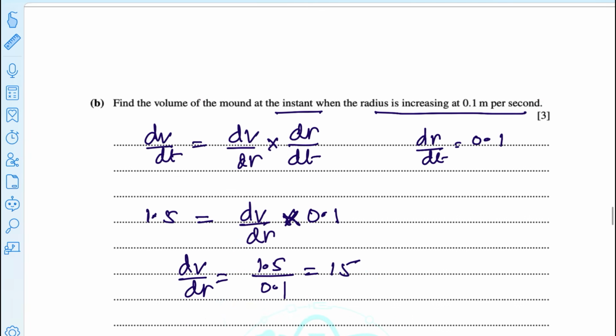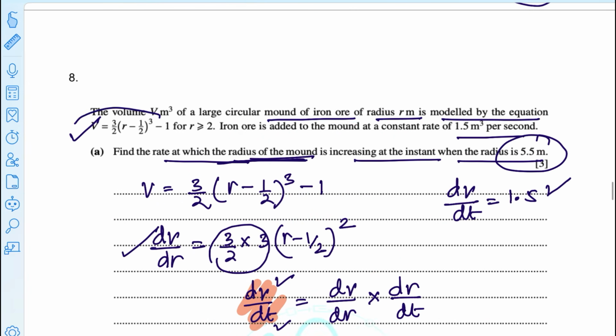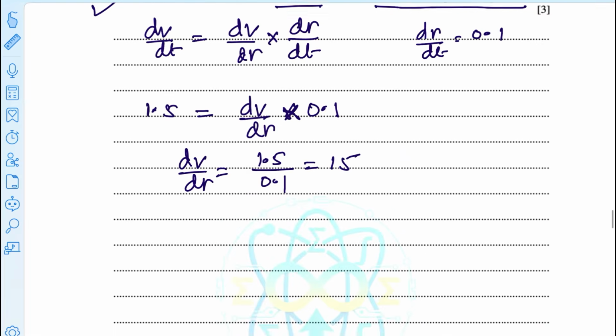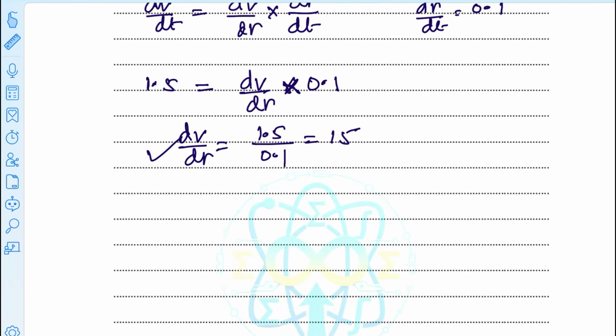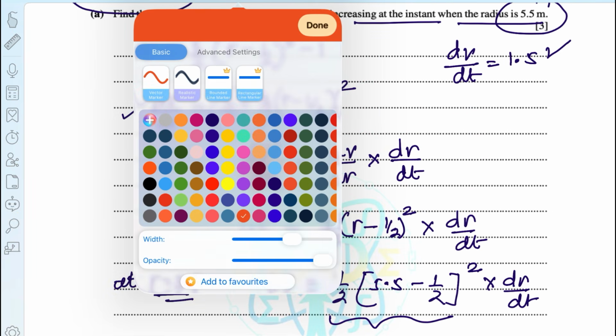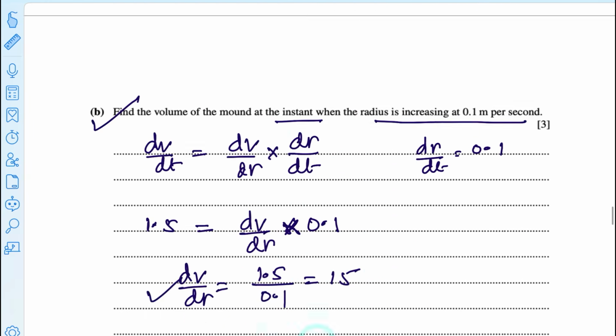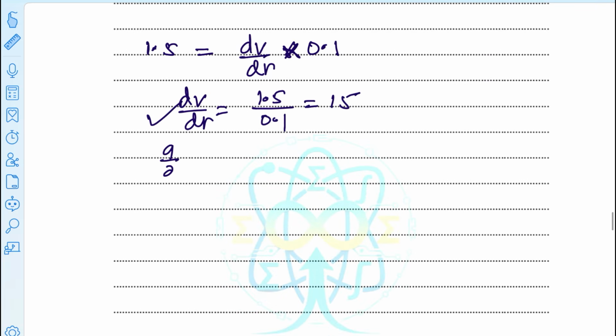So the question is given, find the volume. So volume we got here, that is what the question is all about. So 3 over 2 times (r minus, one second. So I think we got, yes, we got dV over dr, right? So we have already dV over dr, this one, 9 over 2 times (r minus half) squared, right? Let me write down. So 9 over 2 times (r minus half) squared equals 15.